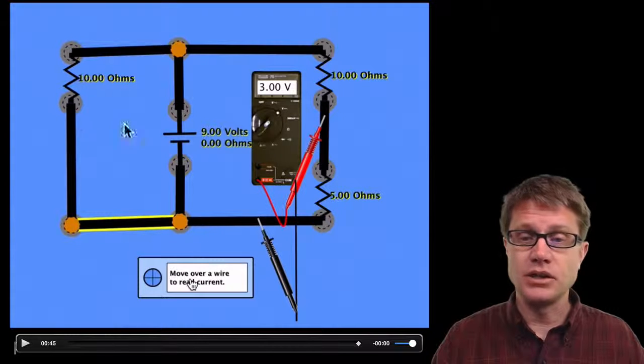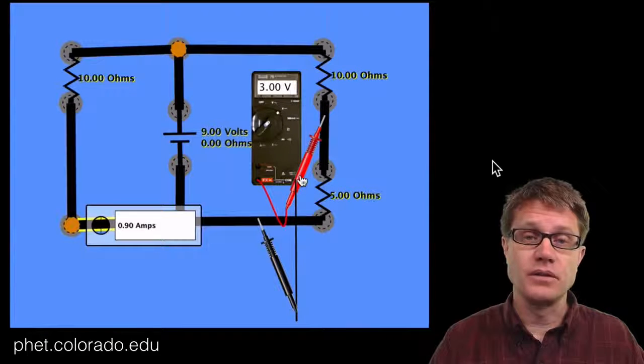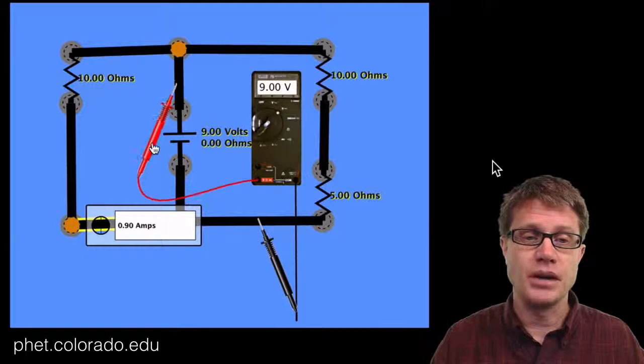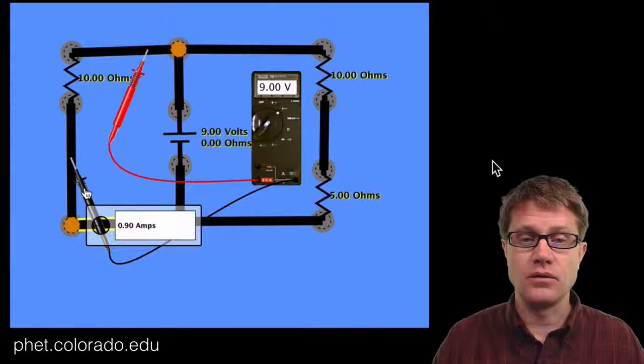And so what's going to be the voltage drop across that? It better be 9 volts of potential difference, and it's going to be 0.9 amps. And so we could check that using our ammeter and then using our voltmeter. So we get a 9 volt drop across there.